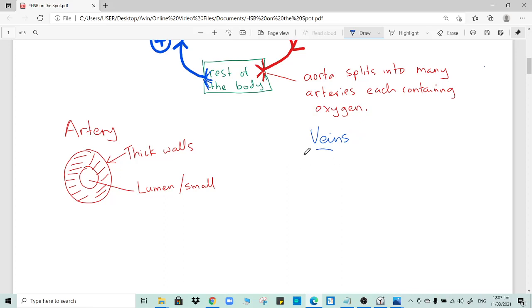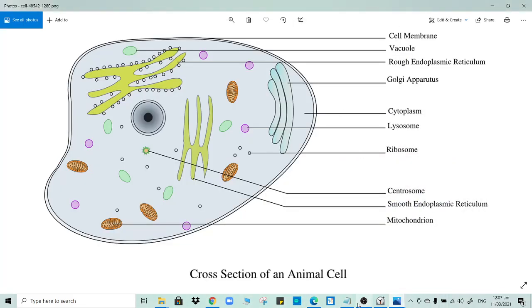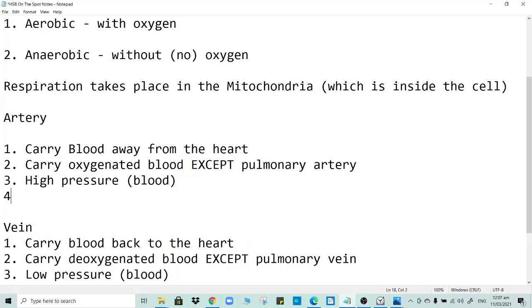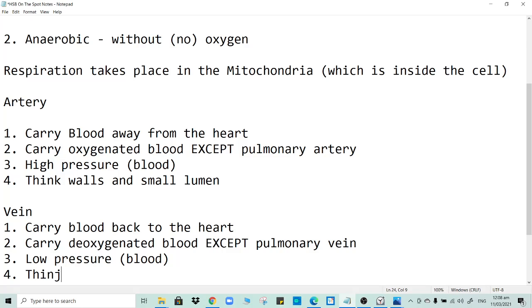So the veins. Well, the veins have low pressure. So that means the walls will be what? Very, very thin compared to the artery. It's a horrible drawing, but I think you get the idea. But notice how big the hole here is. This is the lumen. So the lumen will be what? Large. So that's another difference I think we could add into our list when it comes to the artery and the vein. So the artery, number 4, has thick walls and a small lumen. Veins, on the other hand, have thick walls.